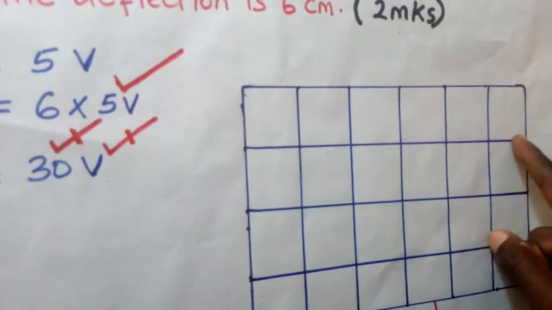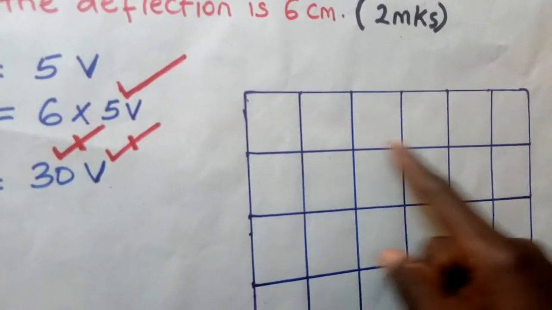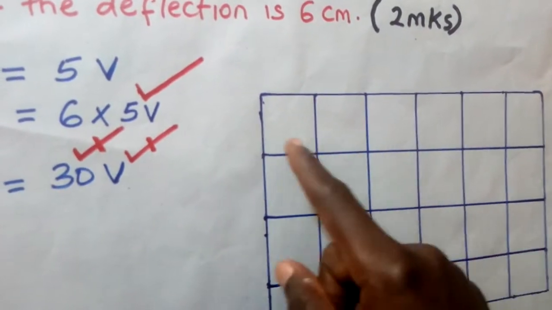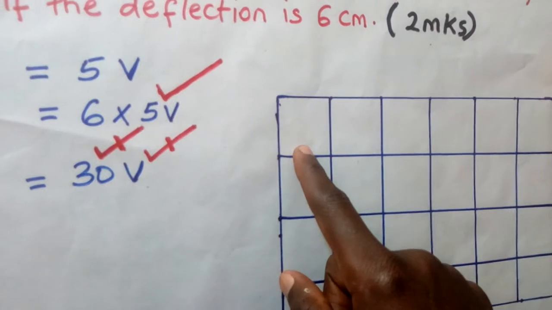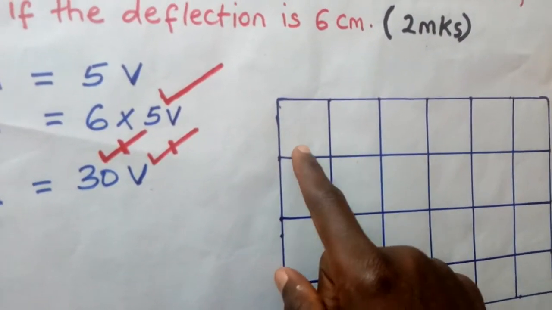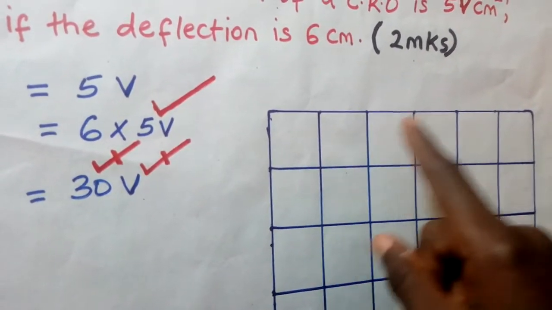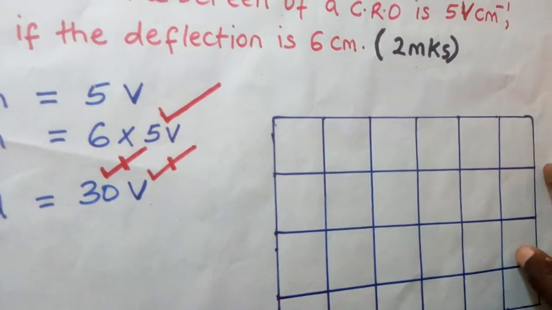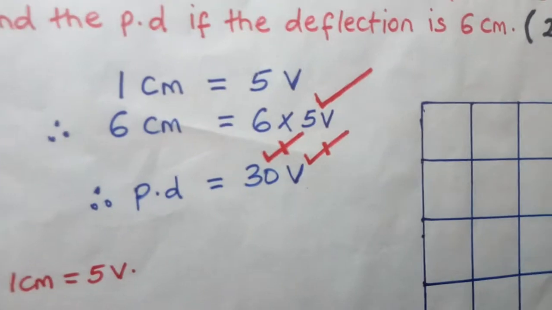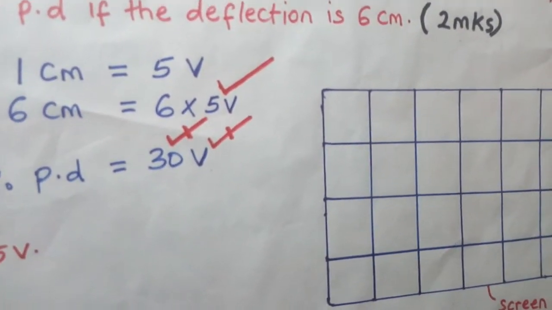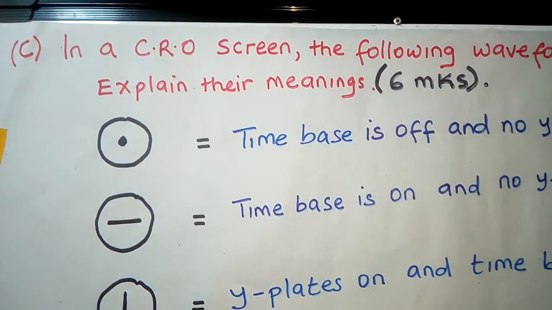So if the deflection on maybe the y-axis is 6 boxes, which means each one is 1 centimeter, so each one is 6. And you have already known that every 1 centimeter is 5 volts. So you keep on adding 5 volts, another centimeter, 5 volts, another centimeter, 5 volts, 6 times, which is the same as just multiplying 6 by 5. So you end up with 30 volts.